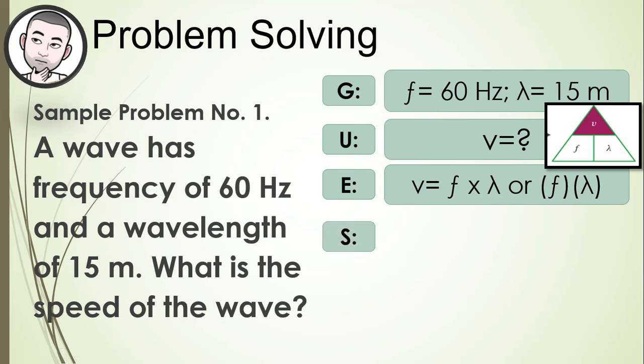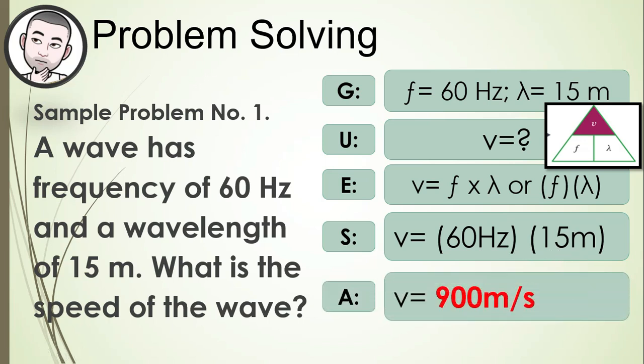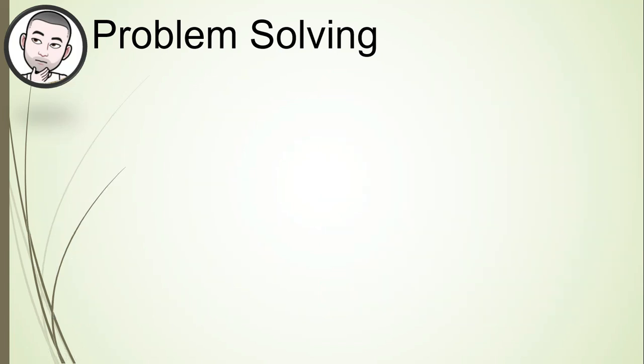For the solution, let us now substitute the given value. So the frequency is 60 Hz, and then the wavelength is 15 meters. Multiply 60 by 15, the answer is 900. And since the missing variable here is speed, the unit for speed is meters per second, so this is what we're going to put after our answer. So the final answer here is 900 meters per second. So that is the speed of the wave.